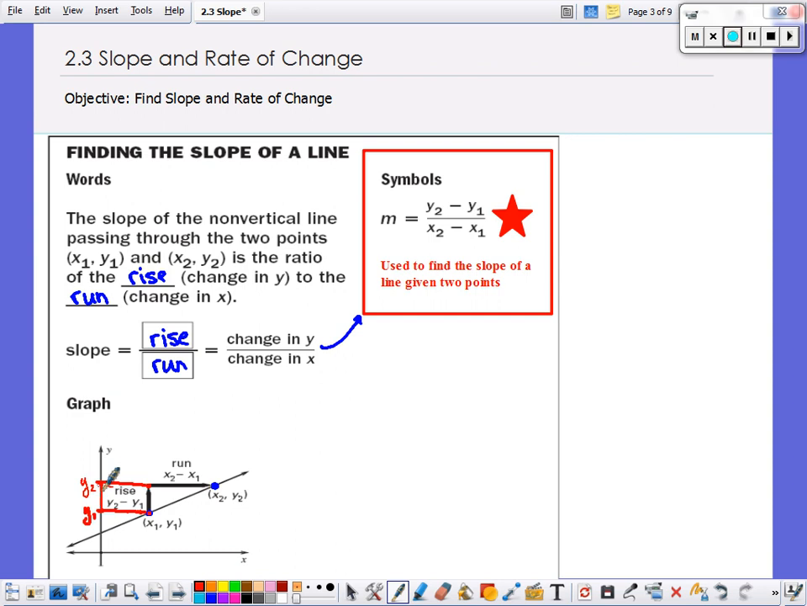Then what we do is we take the top number minus the bottom number. If I want to know how far it is from 6 to 10, it's 4. How do I know that? 10 minus 6, top number minus bottom. So what we have here is y sub 2 minus y sub 1. That would represent our rise.